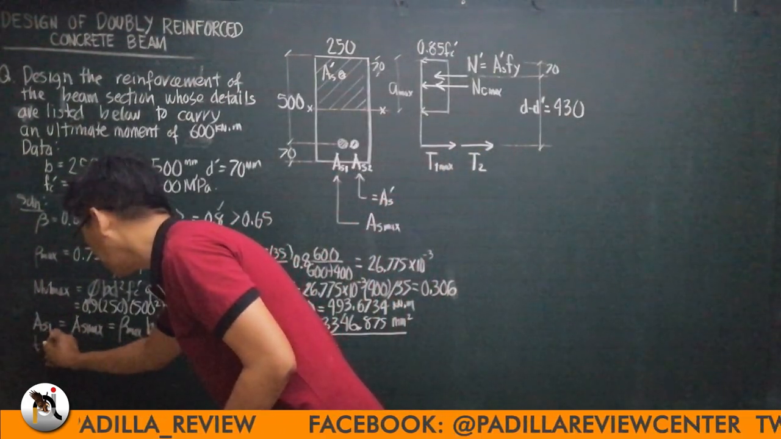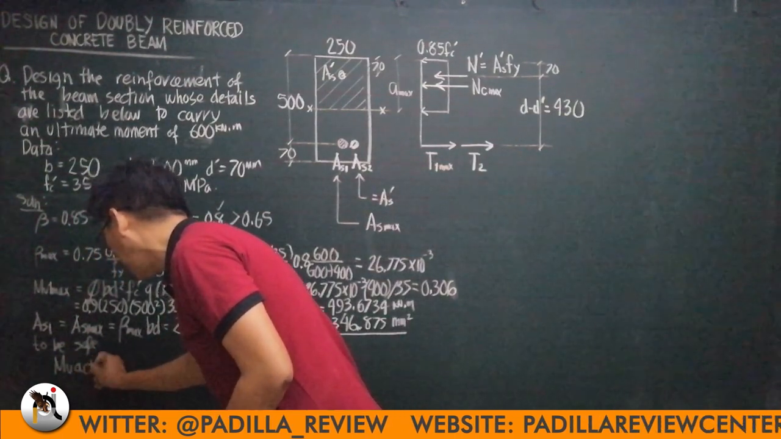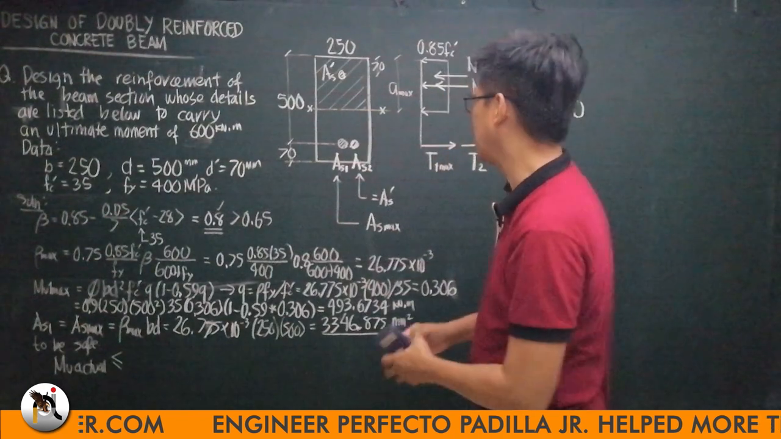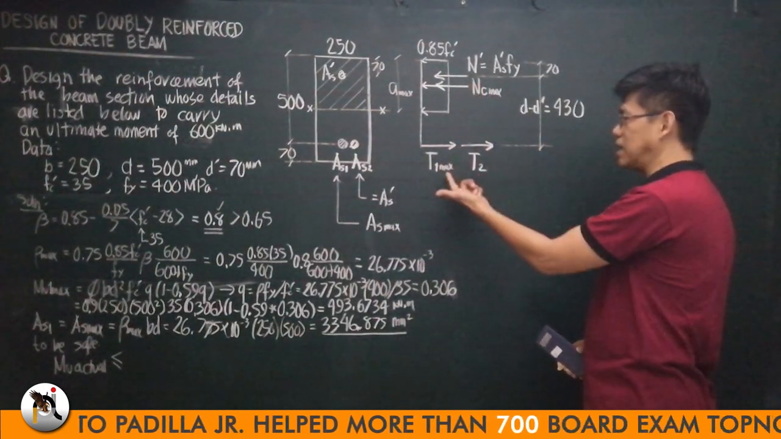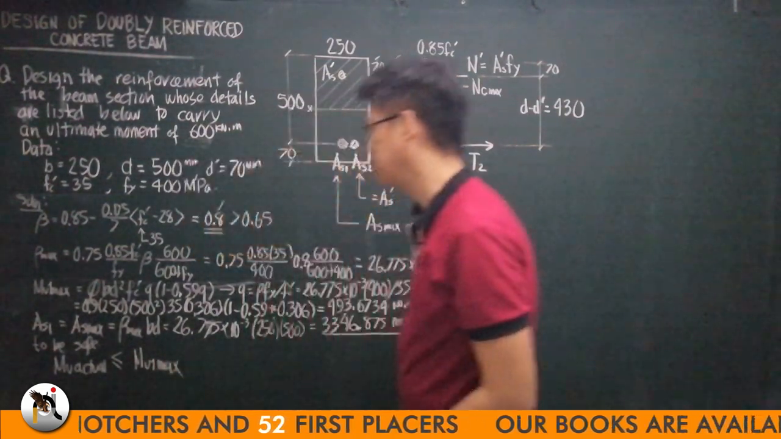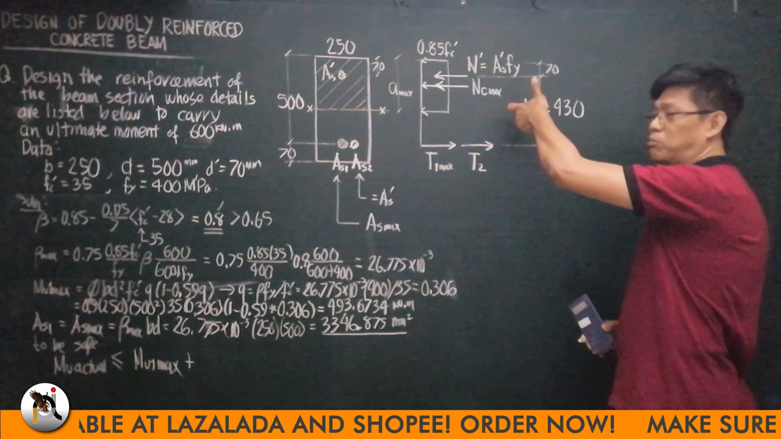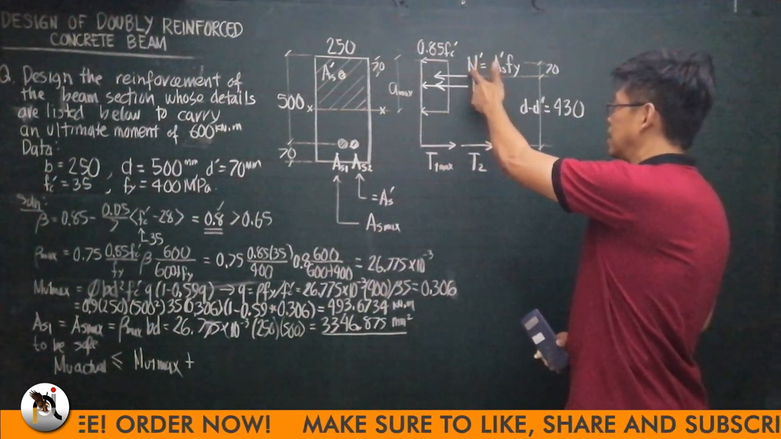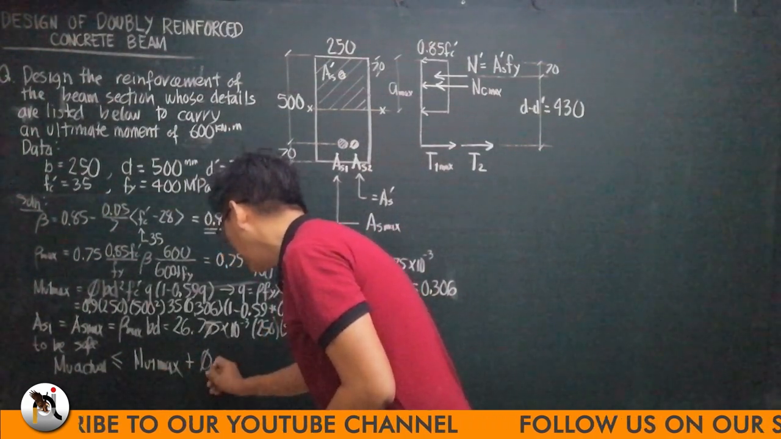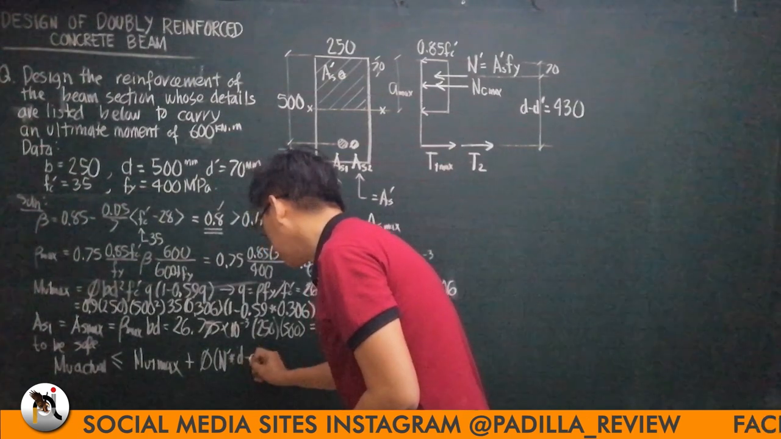So we see that in order for the beam to be safe in flexure, our MU actual due to the applied load must be less than the resistance or the capacity. Our resistance is the moment caused by C max and T1 max. So this is actually MU1 max. Plus, since this is less than this, we create an extra couple or moment to resist the excess MU, and that is N prime times D minus D prime. So plus, since this is ultimate, we will use again phi here for this portion.